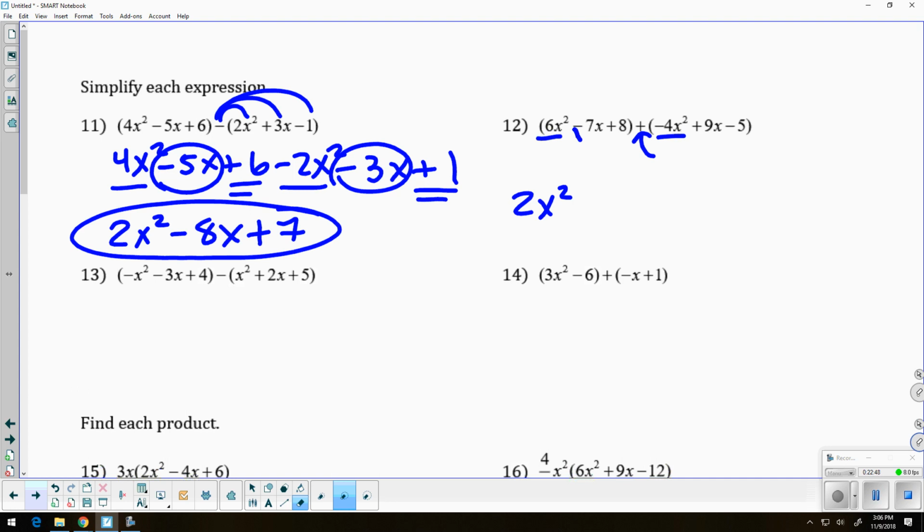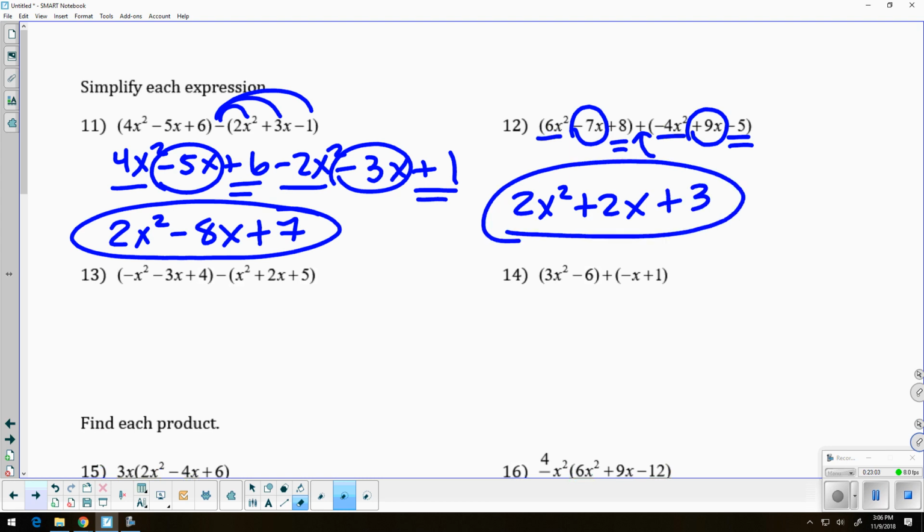And then we got negative 7x. We're adding to it positive 9. So that'd be 2x. And then we got the plus 8. We're adding negative 5 to it. So if you have 8 plus negative 5, that gives you positive 3. And there you go. So same thing for number 13, going back to subtraction again.